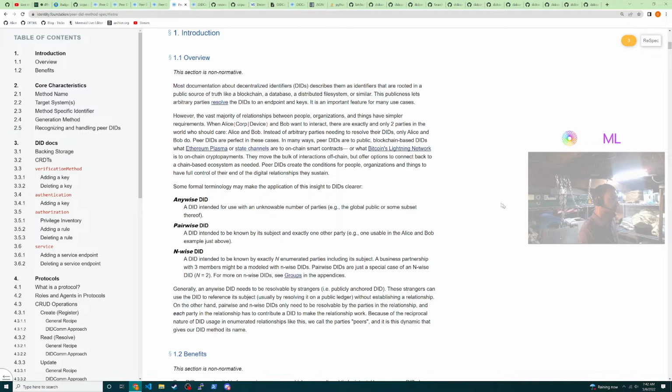some formal terminology may make the application of this insight to DIDs cleaner. Anywise DID: a DID intended for use with an unknowable number of parties, a global public asset or some subset thereof. Pairwise DID: a DID intended to be known by its subject and exactly one other party, e.g. usable in the Alice and Bob example just above. N-wise DID: a DID intended to be known by exactly n enumerated parties, including its subject. A business partnership with three members might be modeled with n-wise DIDs. Pairwise DIDs are just a special case of n-wise DIDs where n equals 2. For more on n-wise DIDs, see groups in the appendices.